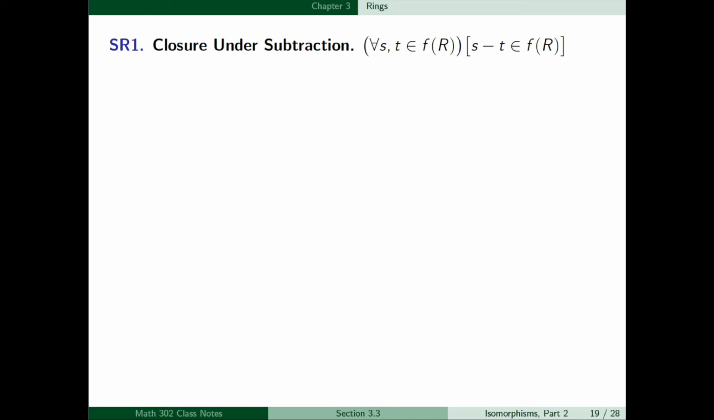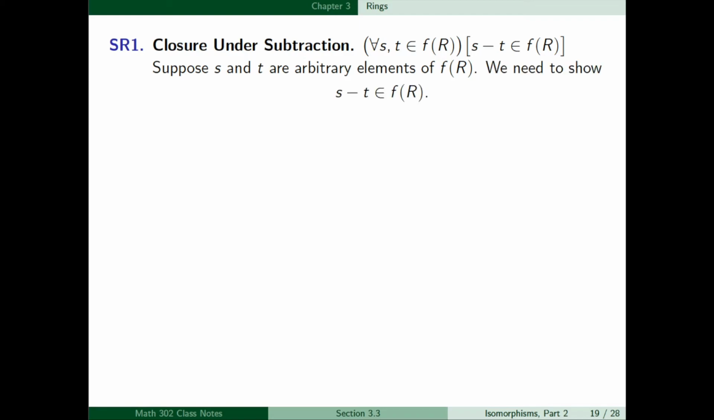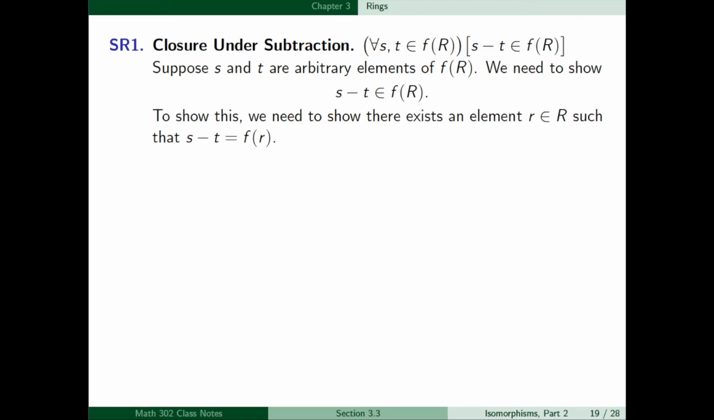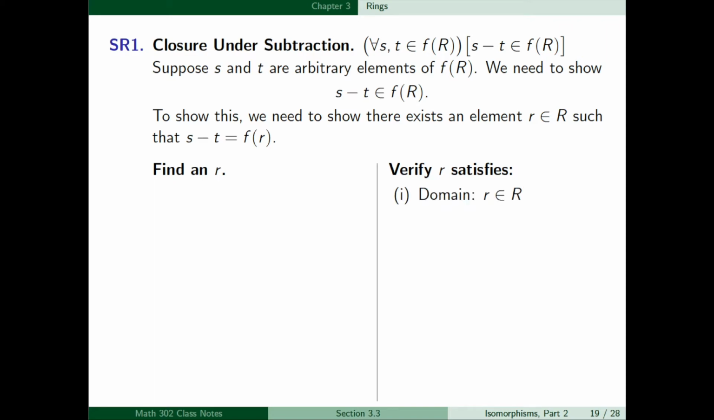And therefore f of R is non-empty. Next we need to verify SR1, closure under subtraction. And so this says for all s and t in f of R, s minus t is in f of R. And so to prove this, we'll suppose that s and t are arbitrary elements of the image f of R, and we need to show that s minus t is in f of R. To show this, we need to show there exists an element r in capital R such that s minus t is equal to f of r. So we need to find an r and then verify that r satisfies our domain, namely it belongs to R, and our propositional function that s minus t is equal to f of r.